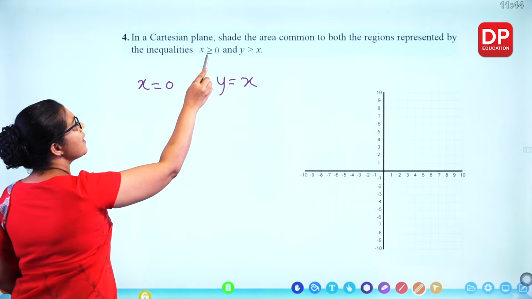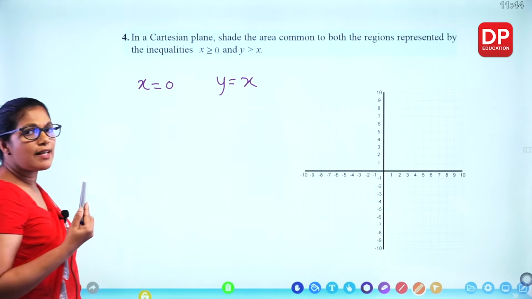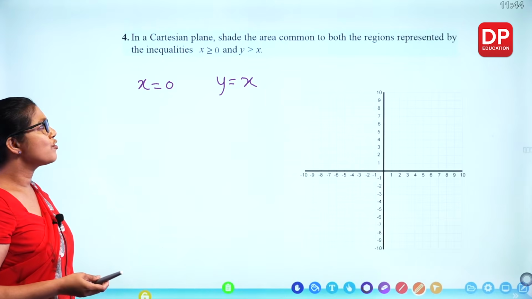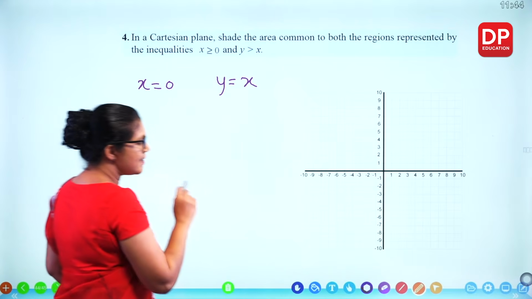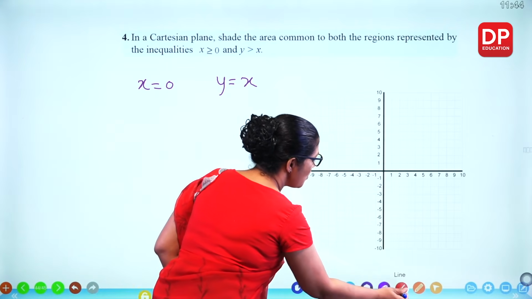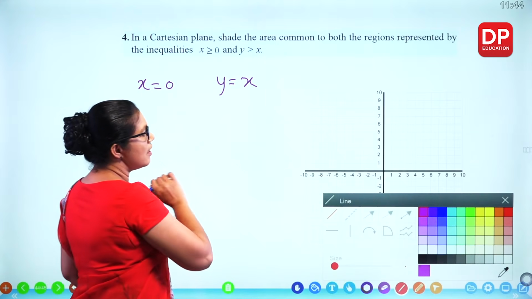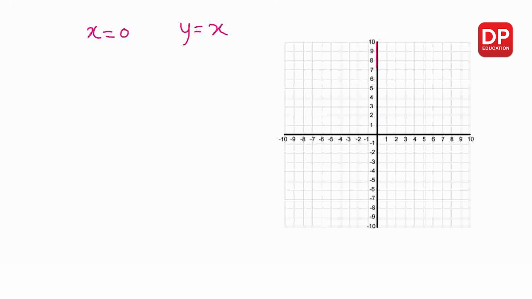But here we can draw a continuous line because this 0 is included. Here, no equal sign, so we have to draw a dashed line. So what can we do? So x equals 0 is a continuous line, that means a vertical line passes through 0. So that means the y-axis. So this is x equals 0 line.